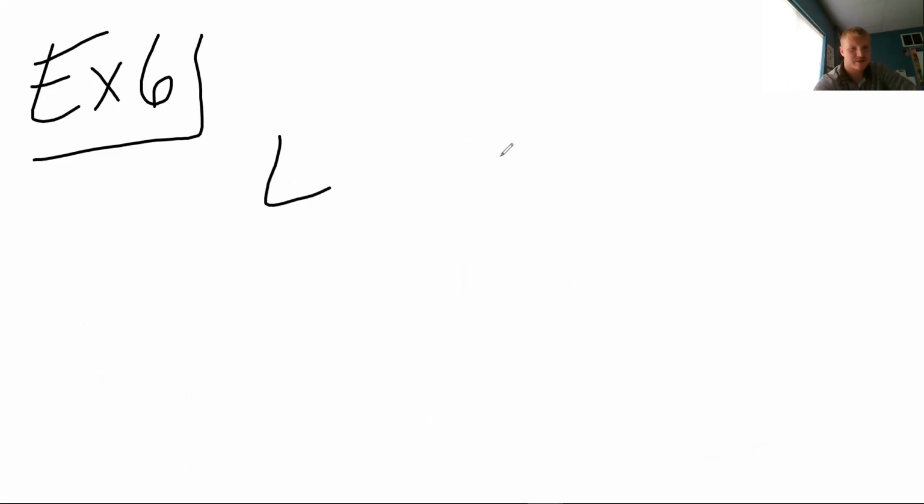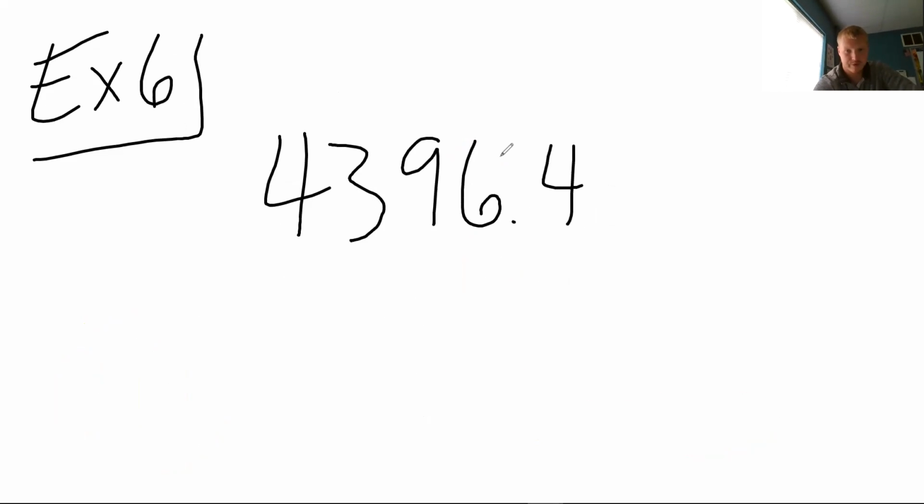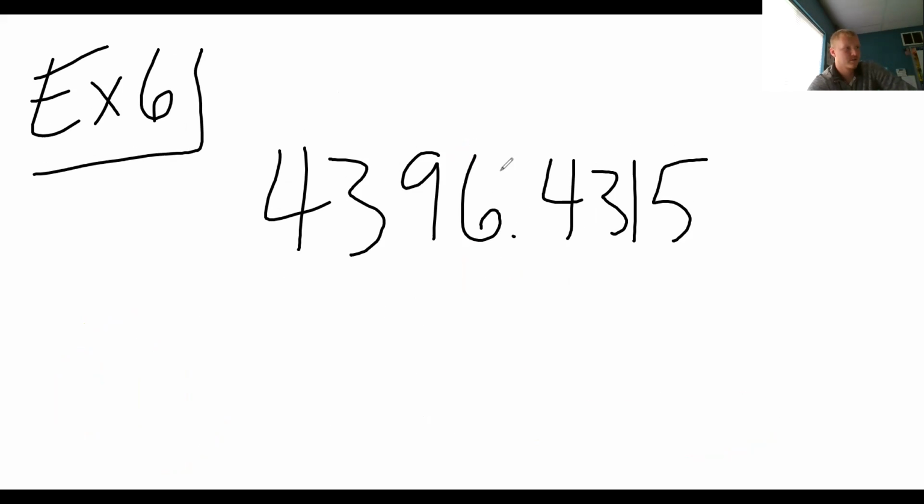All right, example 6. We're almost there. There's 8 examples. I know, there's a lot. Example 6. So 4,396.4315. It wants me to round to the nearest hundred. The nearest hundred. 100. Yep, 100.